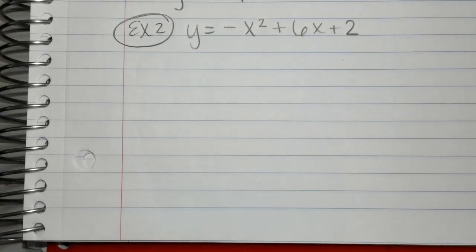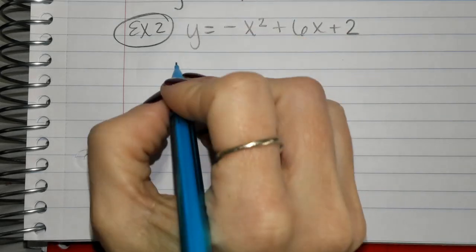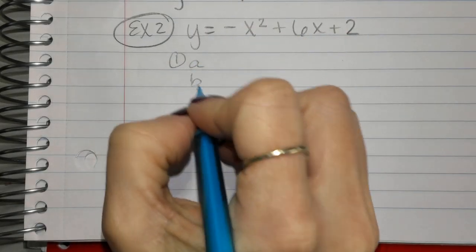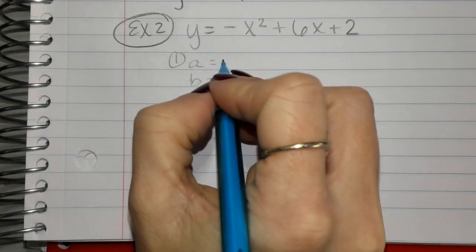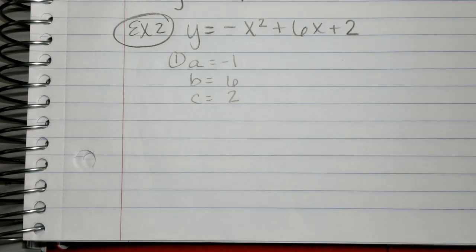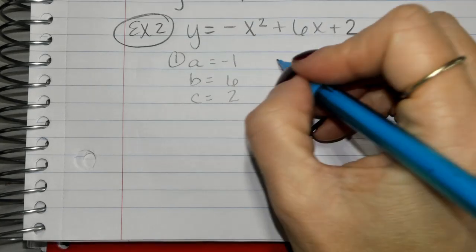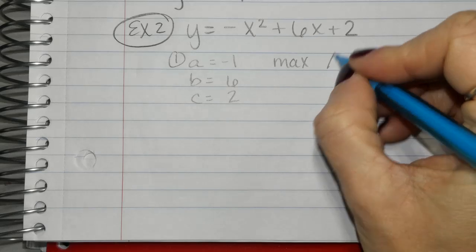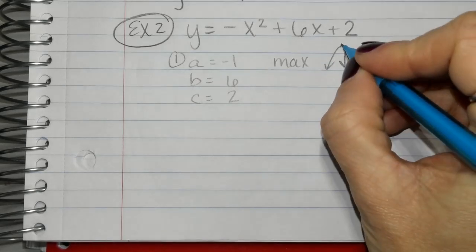Alright, all I want us to do is convert this from standard to vertex. So step 1, identify your A, your B, and your C. A quiz question might say, does this parabola have a maximum or a minimum value? What is this one going to have? Max. Thank you, Trent. It will have a max because this parabola will face down.